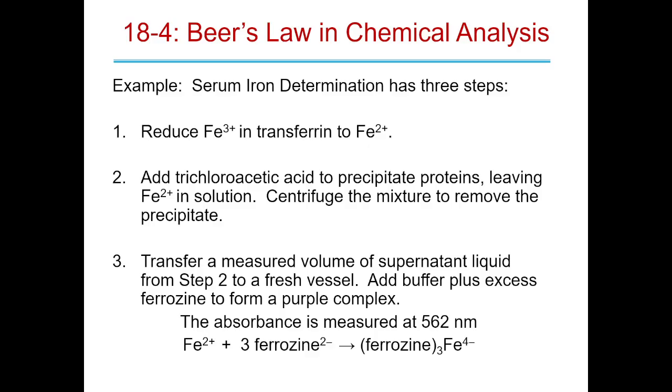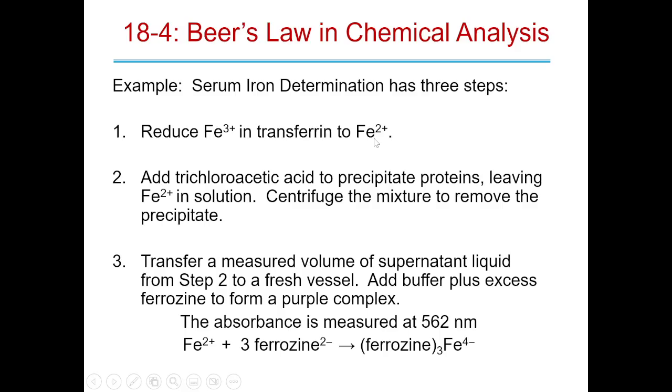So let's go ahead and look at a serum iron determination. The serum iron determination has 3 steps. The first step is you need to get everything you're looking at in one species, right? And so you did something very similar to this, by the way. This is just an alternative way to do what you did, okay? So you would reduce all of your iron 3+ in this case, released from transferrin, to iron 2+. And so now we've gotten it all into one species.